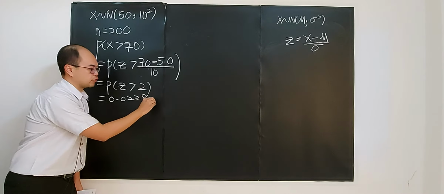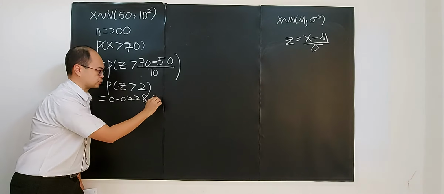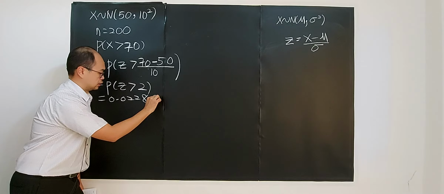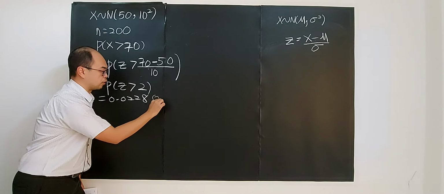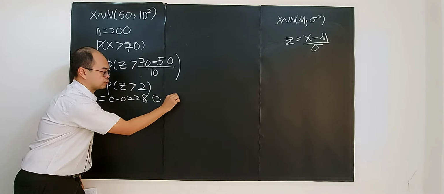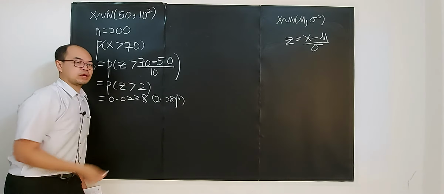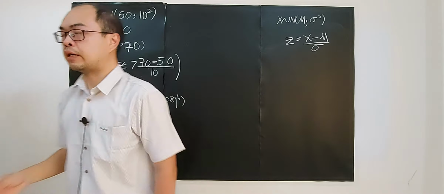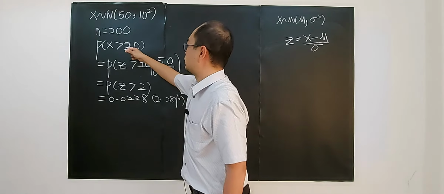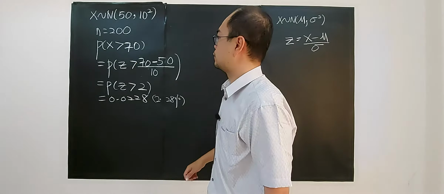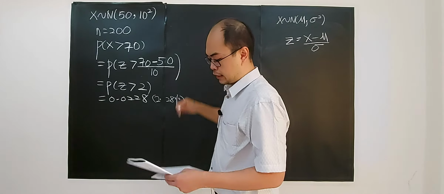If you want to convert this to a percentage, it's around 2.28% only, right? Only 2.28% of them scored more than 70 marks, excellent. So very easy.